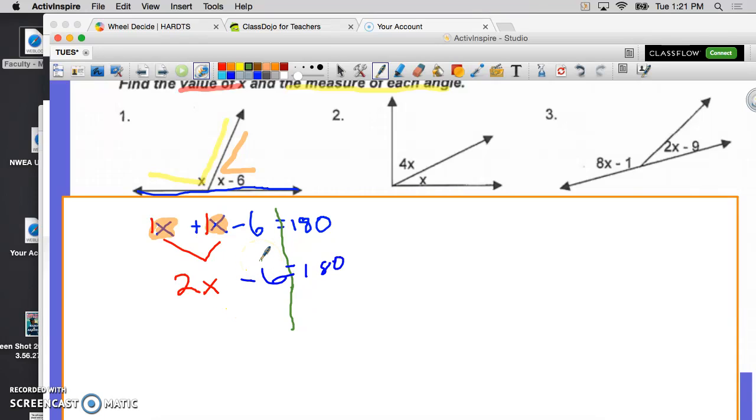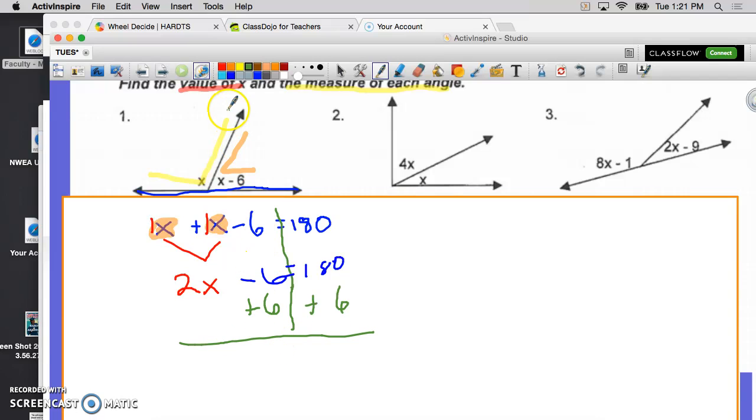How do I take out the 6? By doing the opposite of what I see. Notice I see a negative 6. What's the opposite of negative 6? That's right, plus 6. So remember, if you plus 6 on this side of the street, you have to plus 6 on this side of the street. So basically you're adding 6 to both sides.